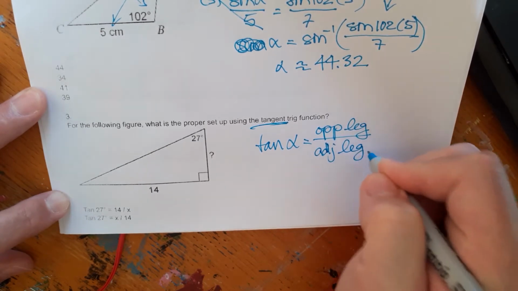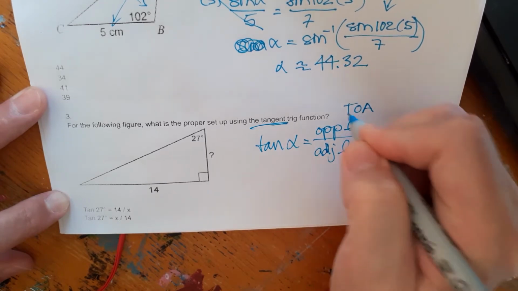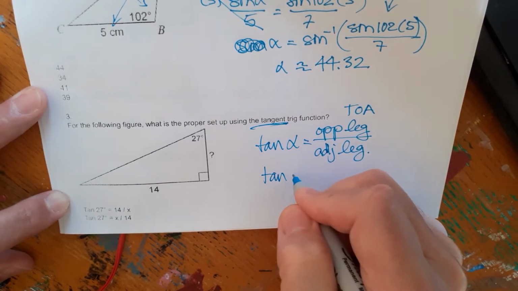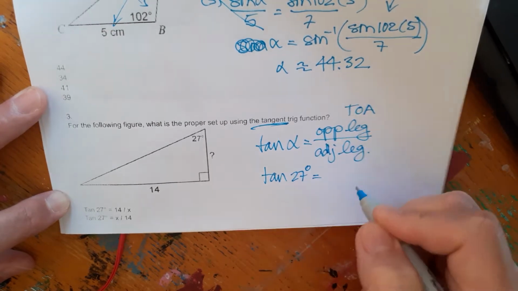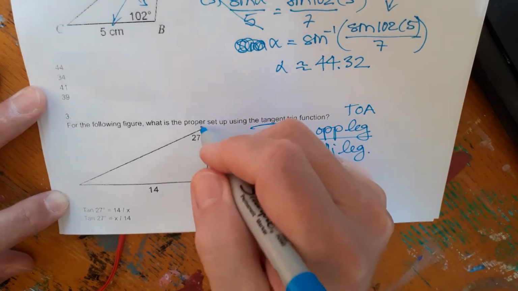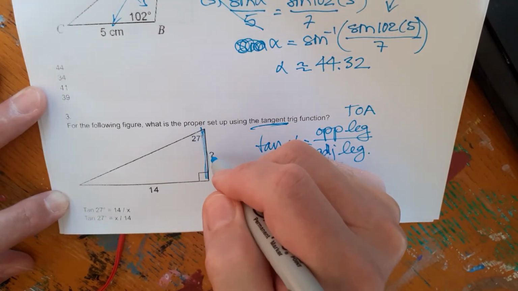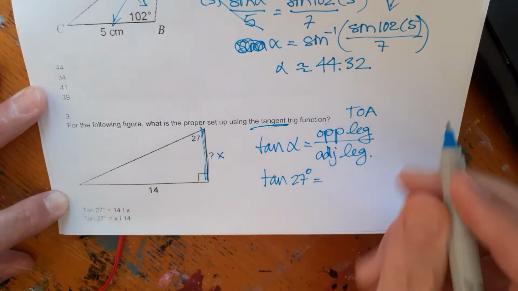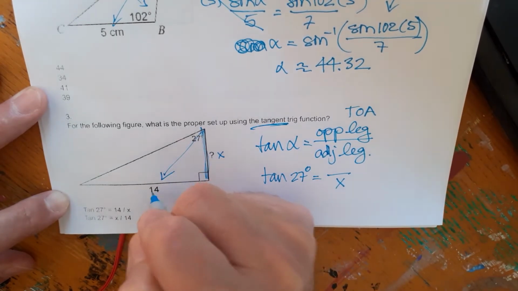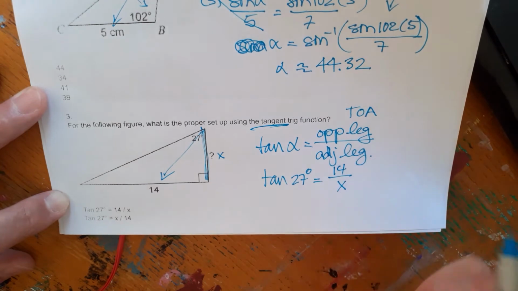A-D-J leg. And we know that because it's TOA, right? Tangent equals opposite leg over adjacent leg. Tan, we have an angle in this case of 27 degrees, equals... so the adjacent leg is here, that's the adjacent leg, x. So that's going to be on the bottom of the fraction because that's the adjacent leg. The top is the opposite side, which is 14, so that goes here.